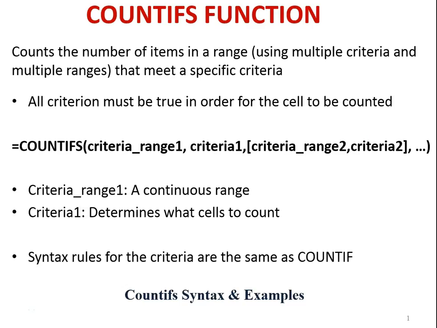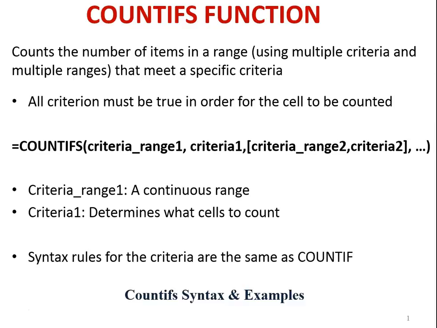The COUNTIFS function counts the number of items in a range using multiple criteria and multiple ranges. All criteria must be true in order for the cell to be counted. Syntax: =COUNTIFS(criteria_range1, criteria1, criteria_range2, criteria2, ...). Criteria range 2 and criteria 2 are optional.